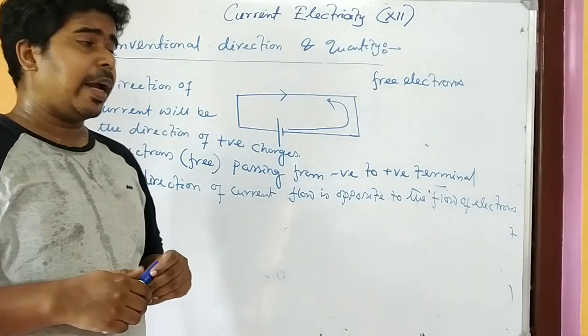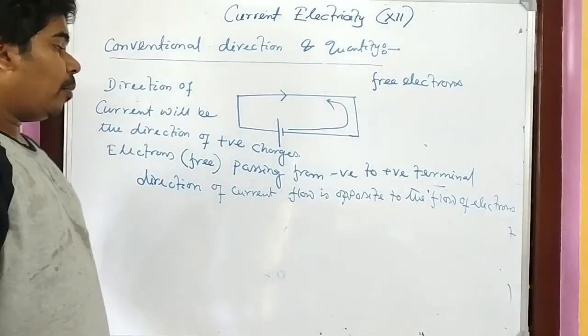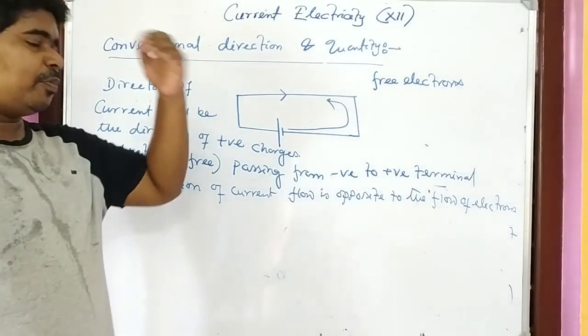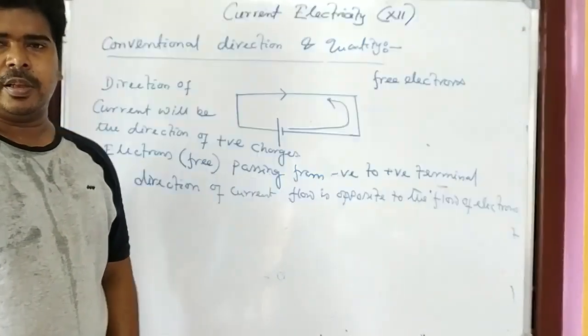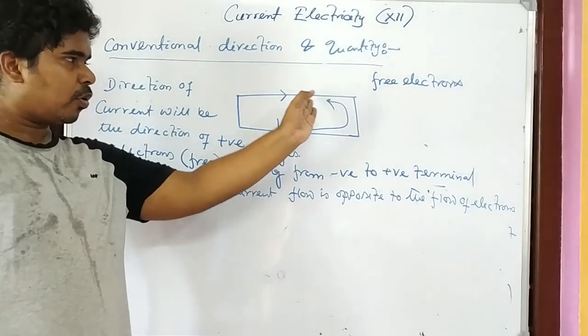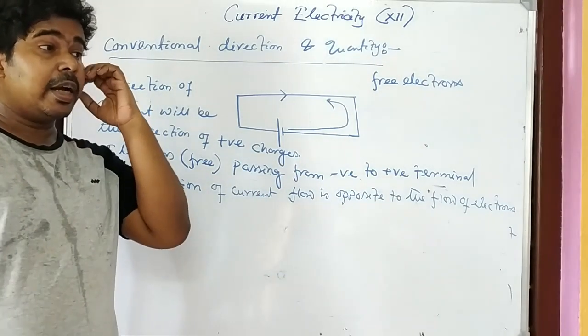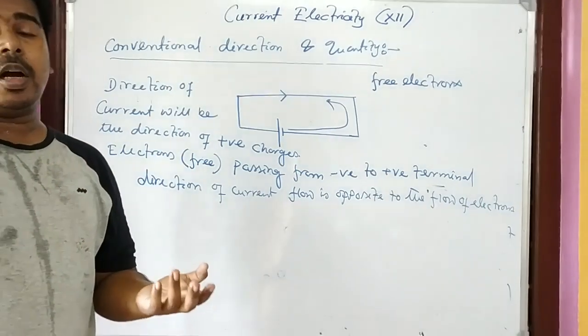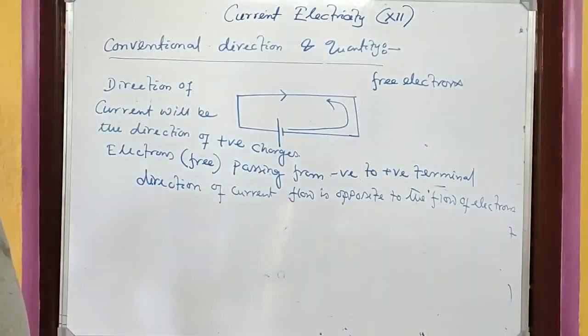It's a very simple thing, and you have learned earlier that electrons can move in a particular direction whenever you give a particular potential difference. But the positive charges we are talking about, exactly, there are no positive charges. So when electrons are moving in one direction, we assume that positive charges are moving in the opposite direction, and that should be the direction of current.